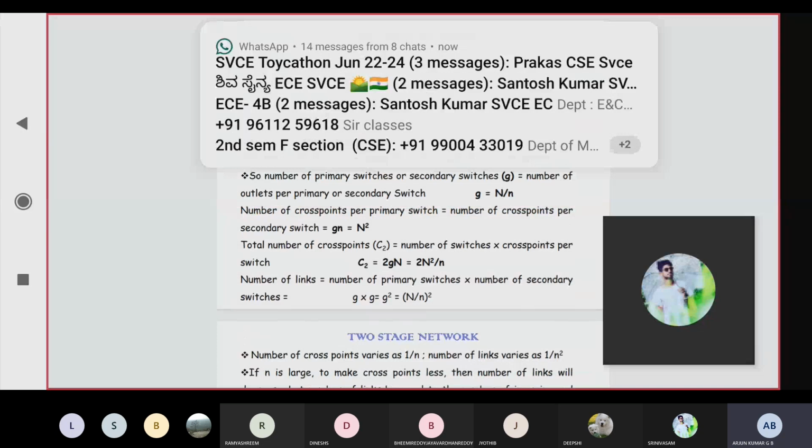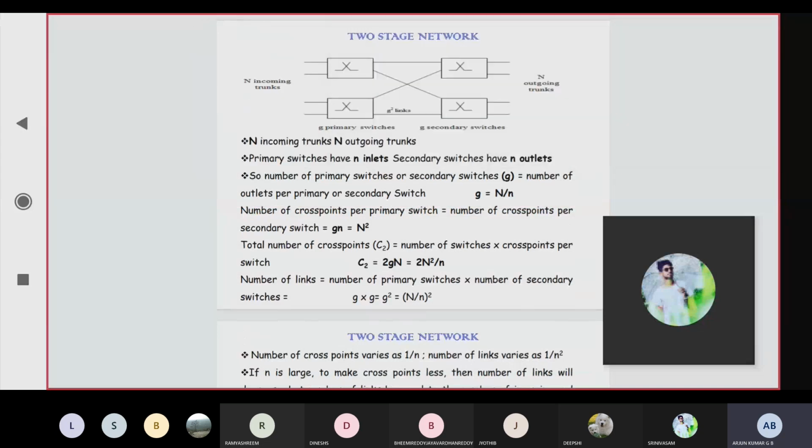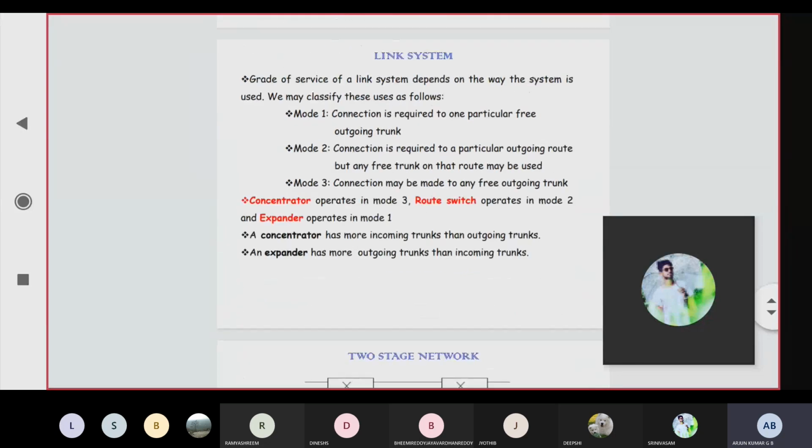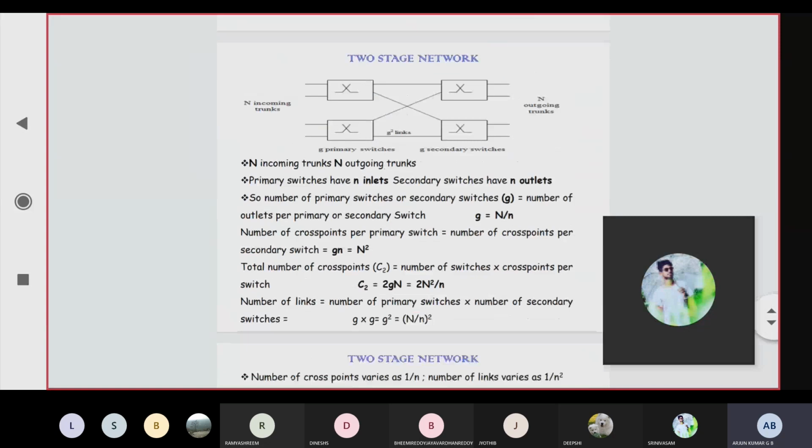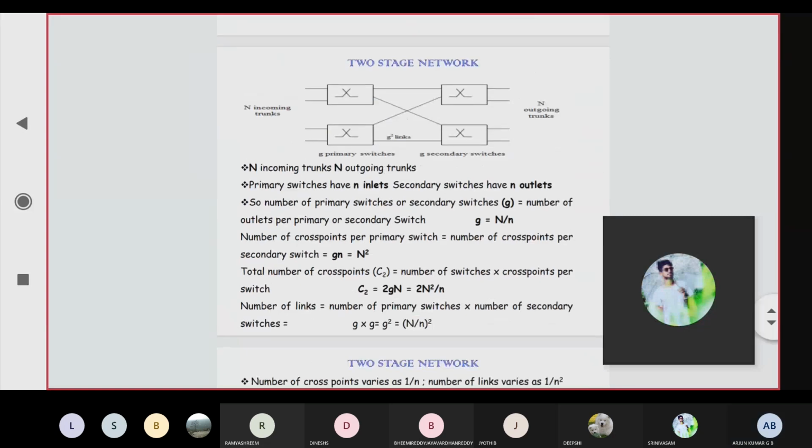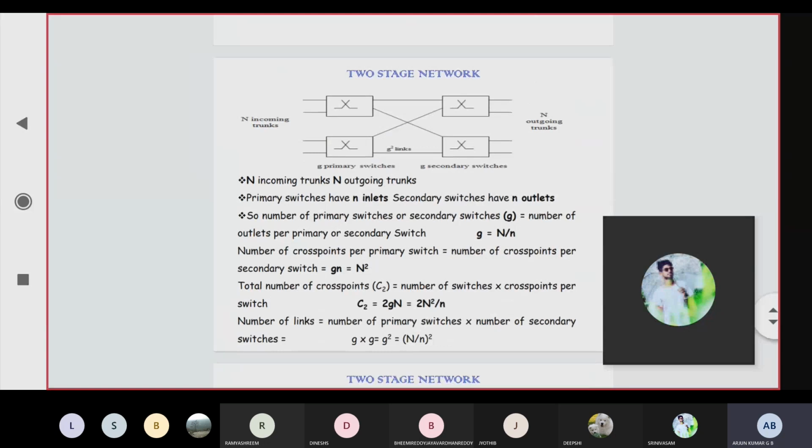Just note down the two-stage network. This is very important. Please note the diagram and note the derivation. Quick. Once you have completed this slide content, inform me once, and I will go for the next slide. Okay, take down.